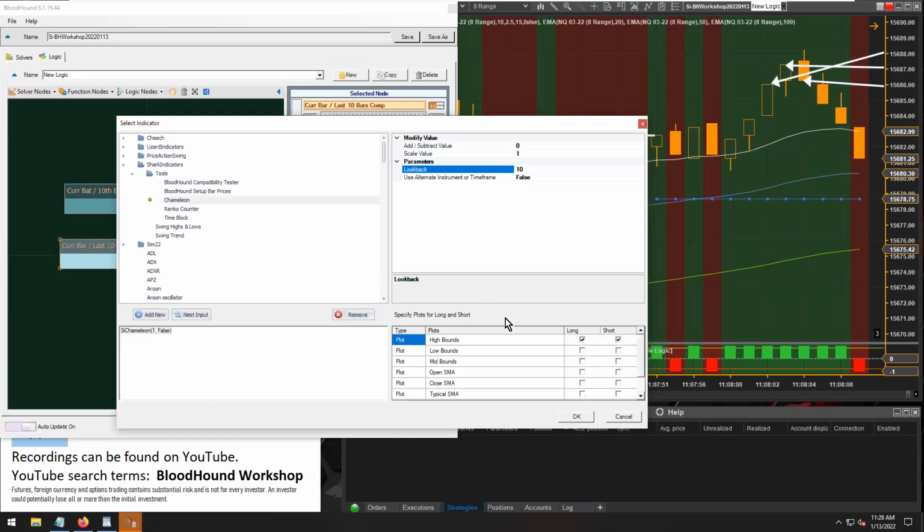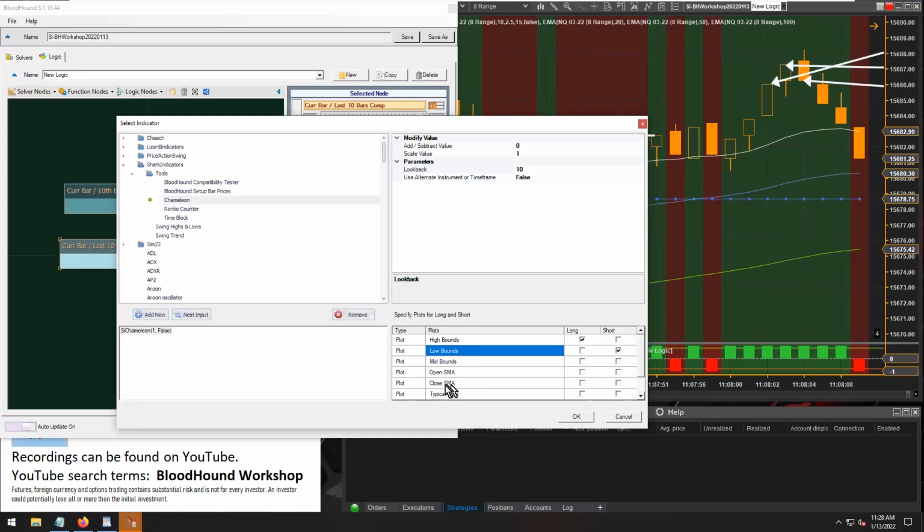The high bounds plot is basically going to be the highest high of the look back period, so the highest high of the last 10 bars. And the low bounds is going to be the bar with the lowest low, the lowest low of the last 10 bars.